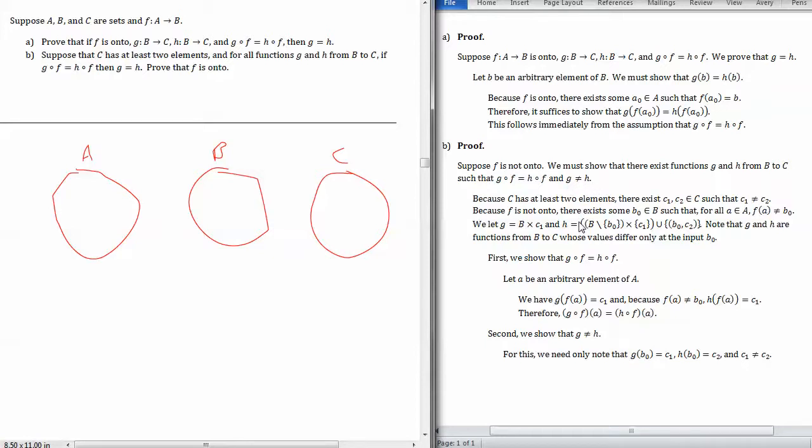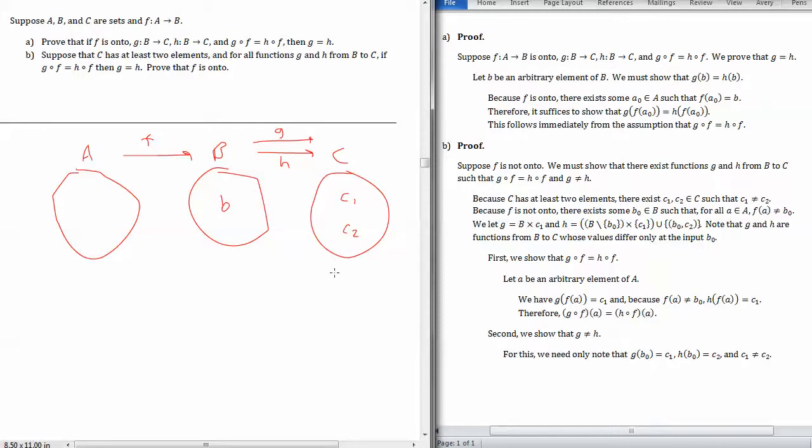All right, how are we going to cook up this g and h? What do we have to work with? We know C has at least two elements, so let's name them C1 and C2, which are not equal. There might be a bunch of other elements here too, but we at least have two of them to work with. And remember, we're proving the contrapositive, so we're supposing f is not onto. That means there's something in B which is not in the range of f. There's nothing in A which maps to it.